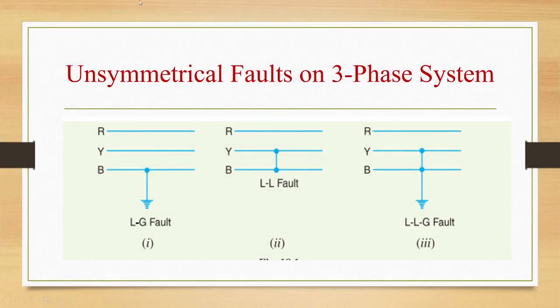So these are the three diagrams for line to ground, line to line, and double line to ground. R, Y, B are the three phases. Okay. So the fault occurring between any one line and ground is called a line to ground fault. The fault occurring between two lines, it can be RY, YB or RB, is called a line to line fault. Then the fault between two lines and ground is called a double line to ground fault.